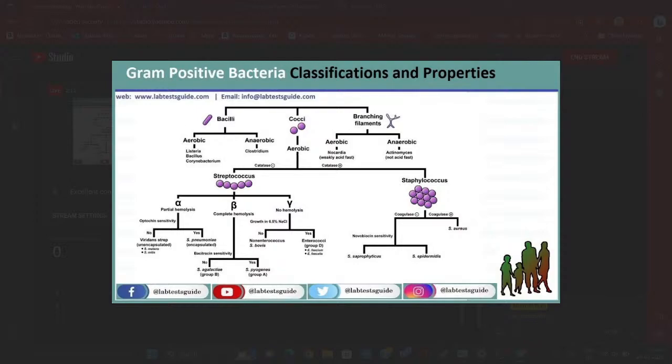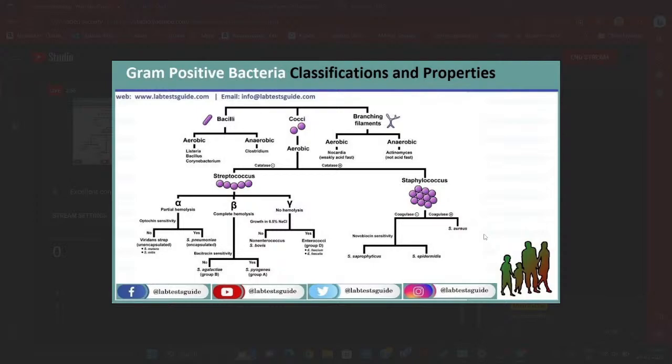What are the criteria for gram-positive bacteria? Gram-positive bacteria are the bacteria which have a very thick peptidoglycan layer. That is why, with the stain crystal violet, the bacteria become purple.